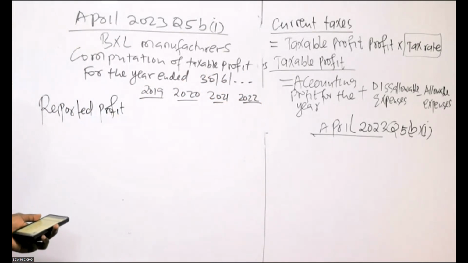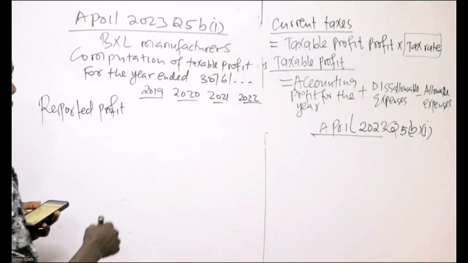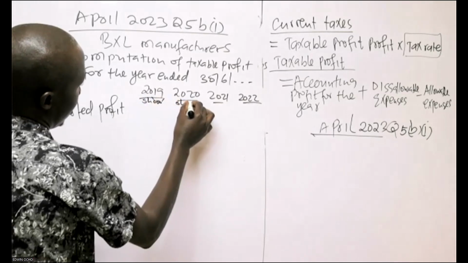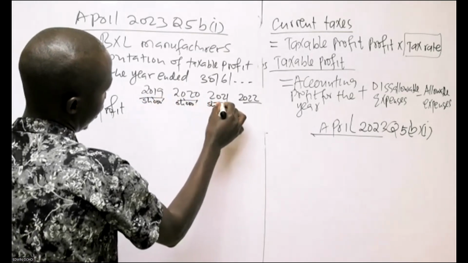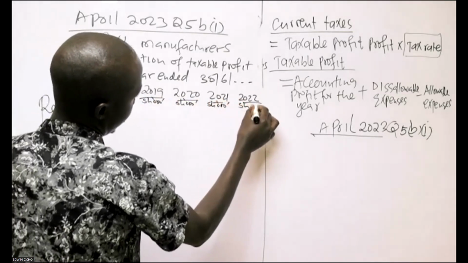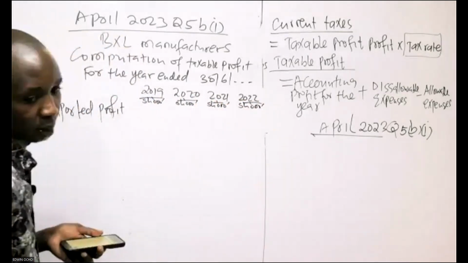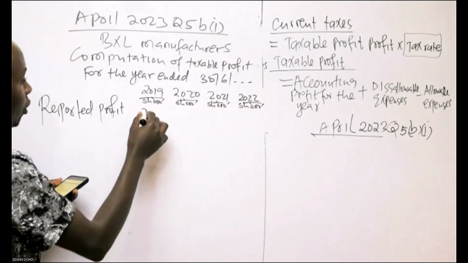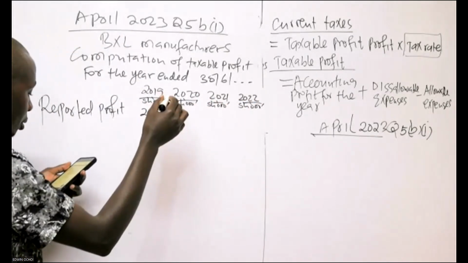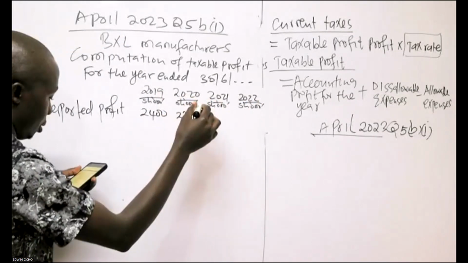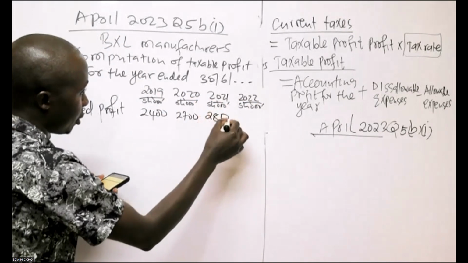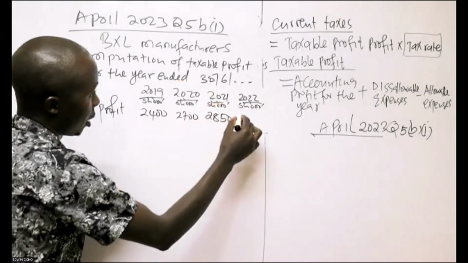So the reported profit is, remember you're shooting in thousands, the one which is given direct there: 2,400, 2,700, 2,850, 2,550.